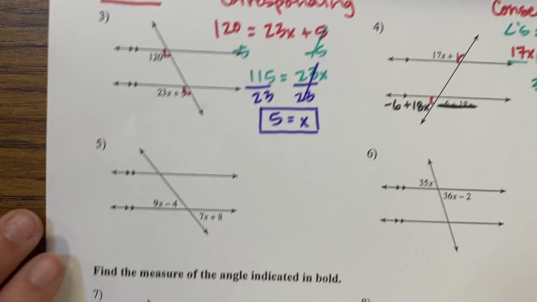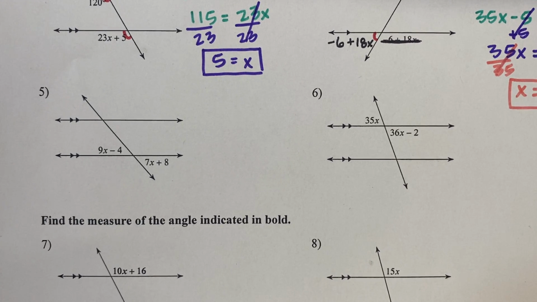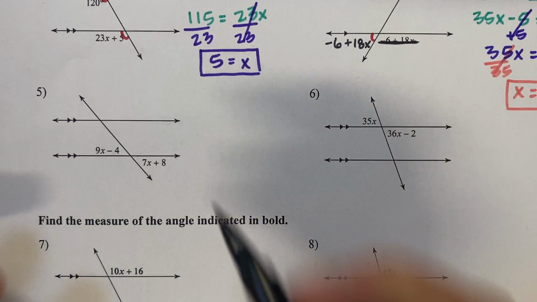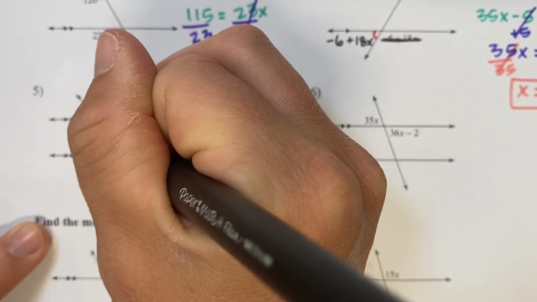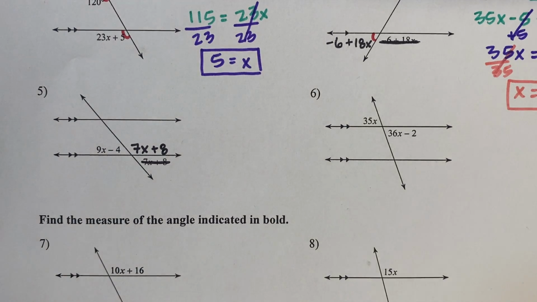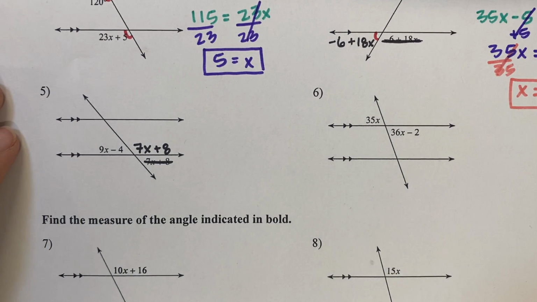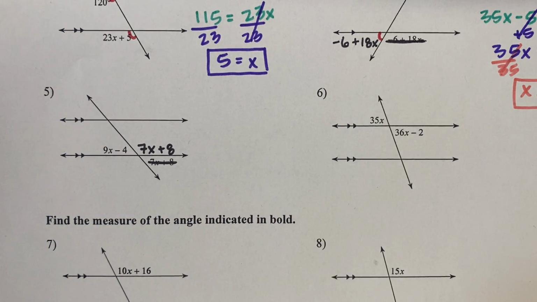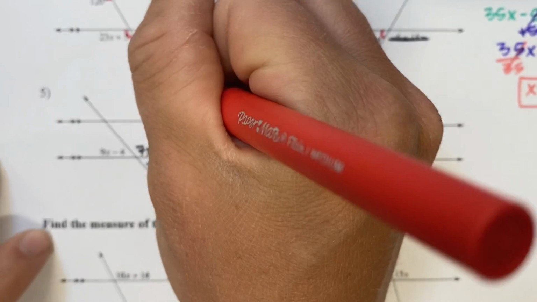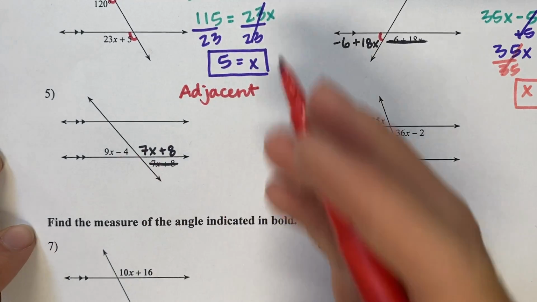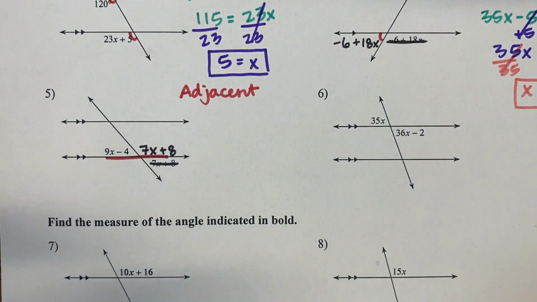Alrighty, let's look at number 5. Okay, so I'm actually going to change this one as well. So instead of having 7x plus 8 right there, I'm going to move it right there. Okay, now that I've moved that angle, what is the angle relationship? Okay, so first thing I notice is that they're right next to each other. So what is the math term that means right next to each other? We have adjacent angles.